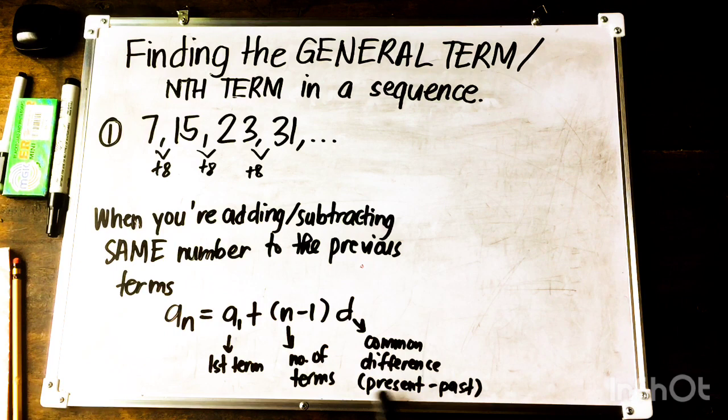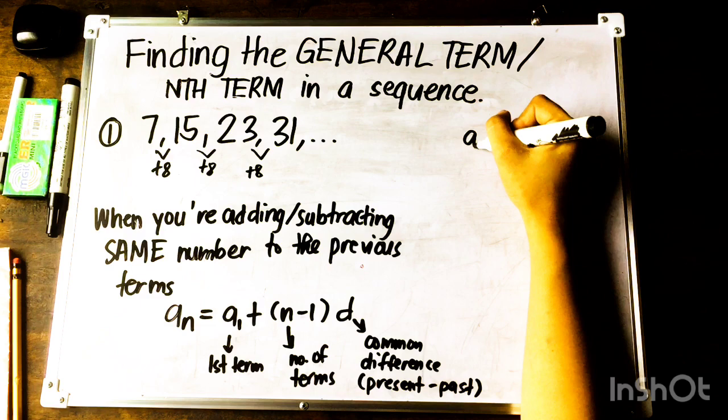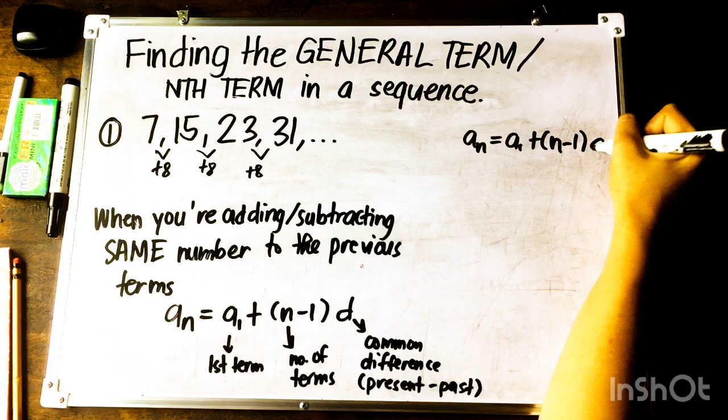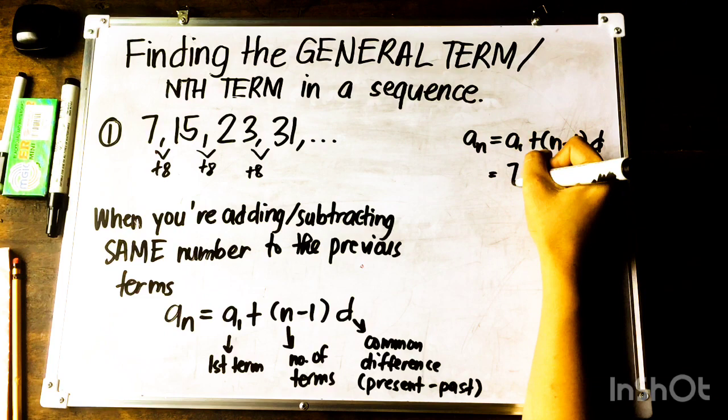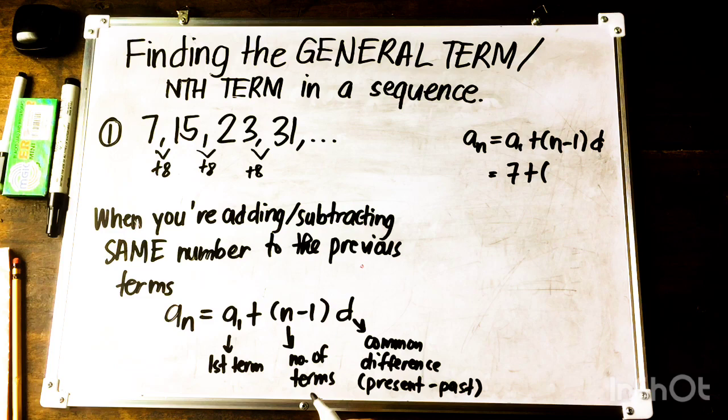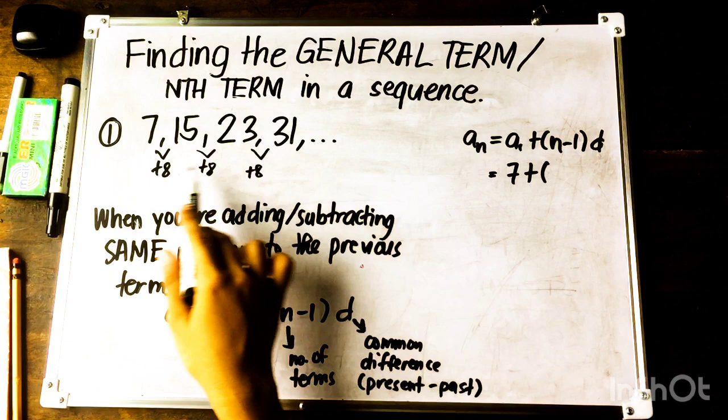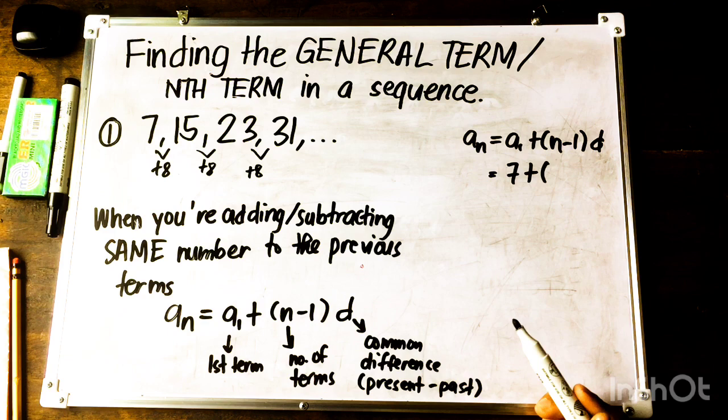Now, let's use this formula to find the nth term. Madali lang to, we just have to substitute. Now, a sub 1 here is 7 plus n minus 1. n is the number of terms. Now, in this case, how many terms do we have? Maybe some of you would answer 4. Actually, it's not 4. Why? Because this is an infinite sequence, and in an infinite sequence, we cannot count the number of terms. So, we will represent it as n.